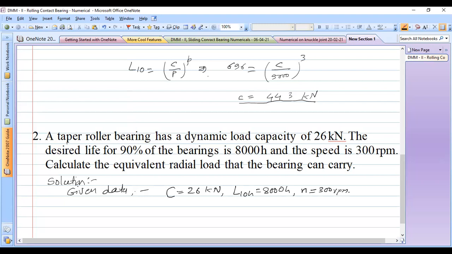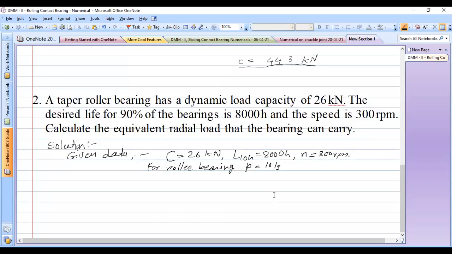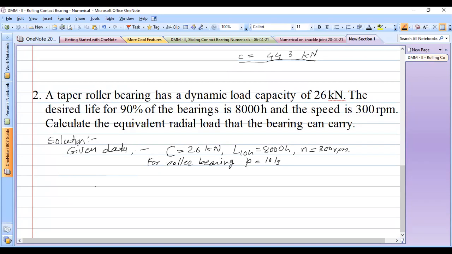And here a taper roller bearing is given. So for roller bearing, small p is equal to 10 by 3. Is it? So again start with the same. First find out L10 using the same formula.